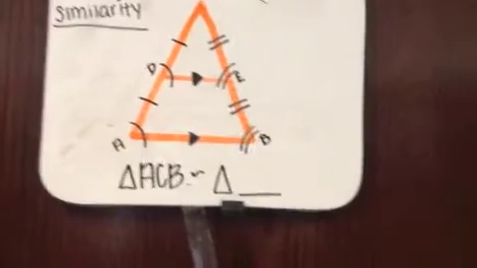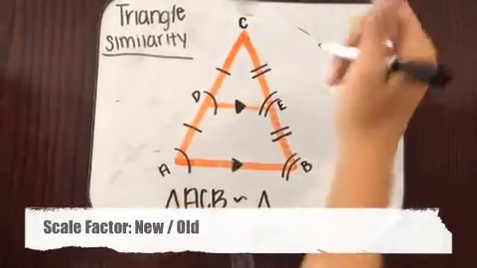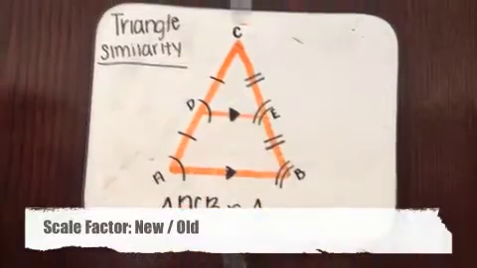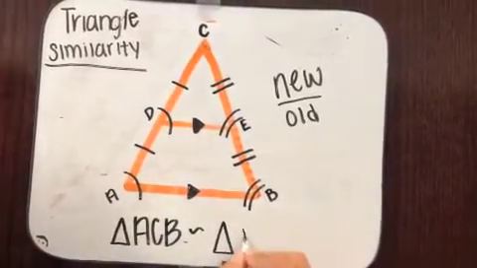How to identify a scale factor? It would be the new image, the big triangle, over the old image. Triangle ACB is similar to triangle DCE.